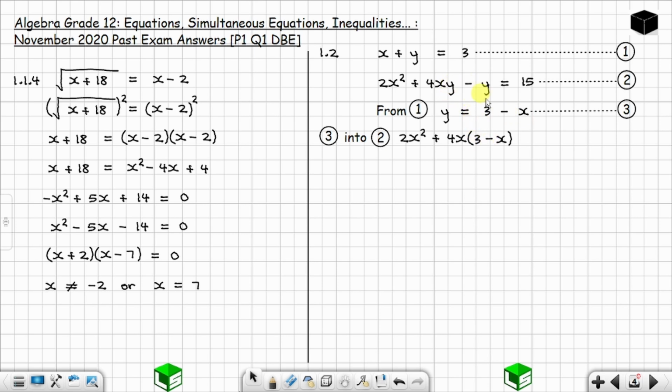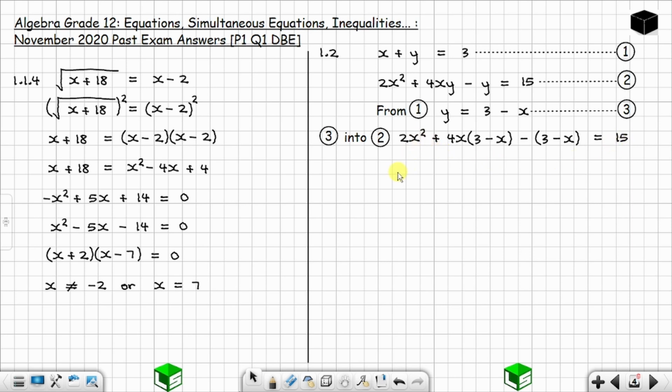And then you have minus y. What is your y? 3 minus x. Let's put it in the bracket. Always put it in the bracket. Remember, you have that negative in front of this bracket, so it's going to affect everything inside the bracket. And this is equal to 15.